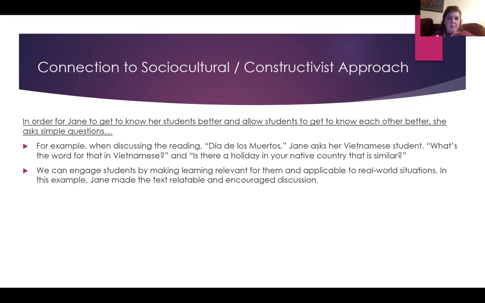Key point, let's take this a step further. If we as teachers are educated and sympathetic human beings, maybe we can create this in our classrooms. Jane says, it is also important for learners to find value in each other's cultures, which helps to establish safety for all parties. In fact, Jane encourages her students to speak up in her classes, even blurt out answers. To her, it's okay if the class gets a little chaotic at times. So, connecting again to this approach, we can engage students by making learning relevant for them and applicable to real-world situations. In this example, Jane made the text relatable, and she encouraged discussion among the students.